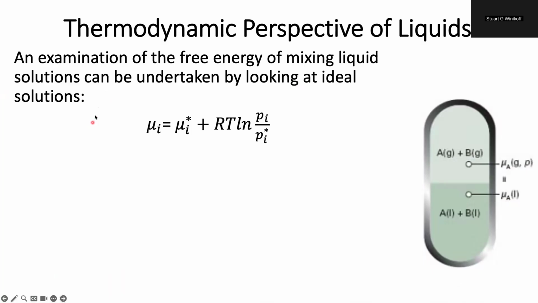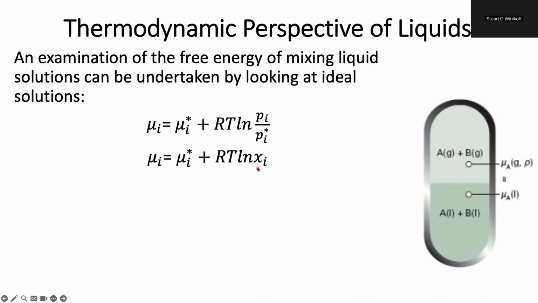The idea here is we can always look at the free energy of mixing any sort of species by first looking at the ideal solution. So we can figure out the chemical potential of the liquid component based on the pure chemical potential and, under the ideal case, the vapor pressure of each component over the pure vapor pressure for the pure system. Now, under the ideal case, we can replace this ratio of the mixed versus pure vapor pressure with the mole fraction of the component of interest.